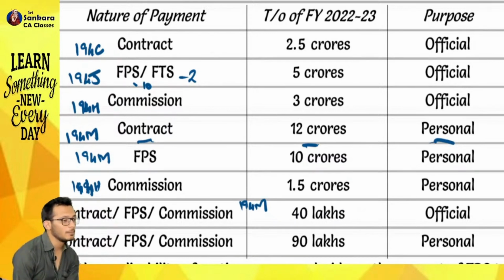90 lakhs is the turnover. Purpose is personal. 194M. Why?